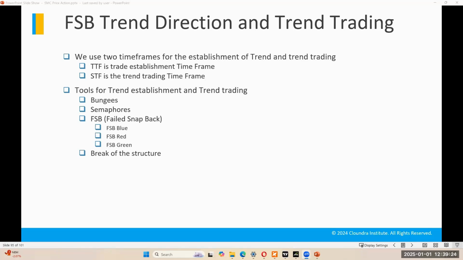Basically, we also look for the break of structure as confirmation of the trend direction. We use two time frames for the establishment of the trend and the trend trading. PTF is the trend setting time frame, and STF is the setup and trading time frame. Before we go any further, I will briefly explain the bungee semaphores and what FSB is, and then we will go through some examples and the tool we use to identify those kinds of trades.